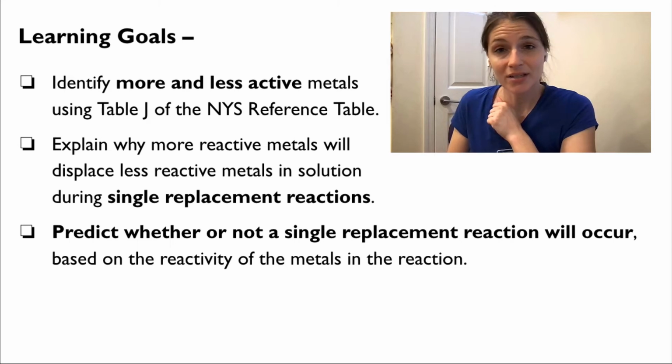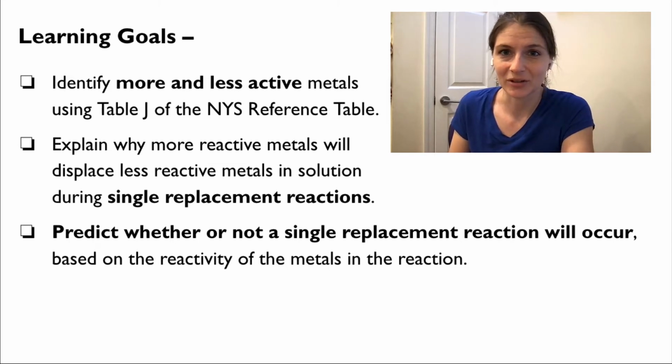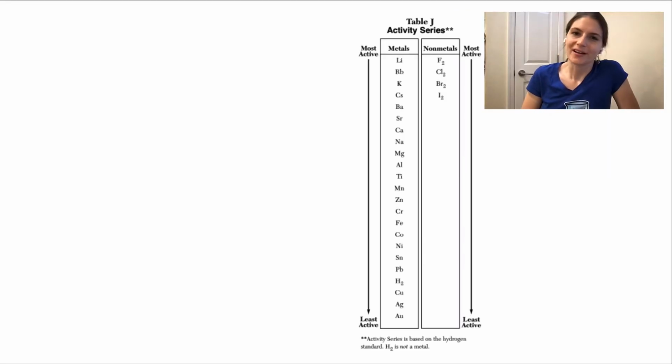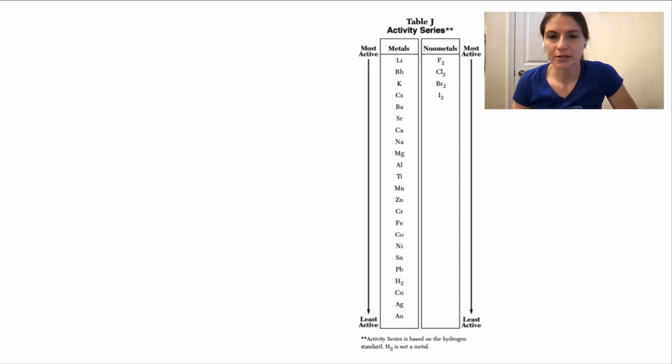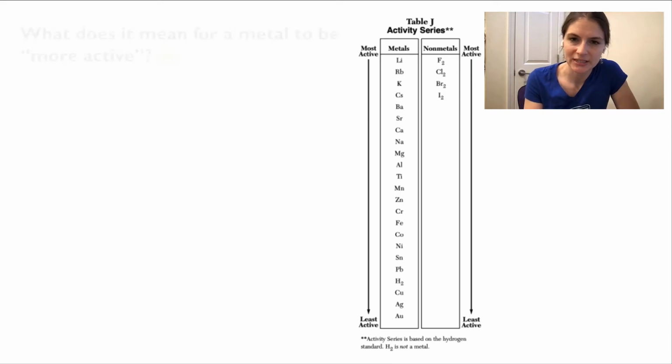As an added bonus, I will also give you an opportunity to write ionic formulas and to balance chemical equations. You're welcome. You probably recognize Table J of your reference table, the activity series. Table J tells us which metals are more active or reactive than other metals. Table J also describes nonmetals and their reactivity, but we're going to be focusing primarily on the left-hand side that's dealing with metals and hydrogen today.